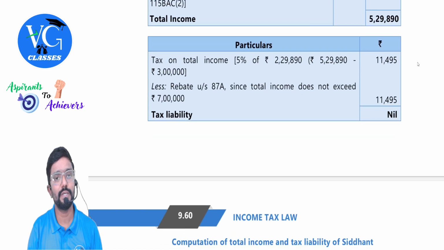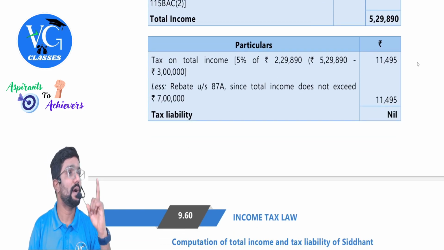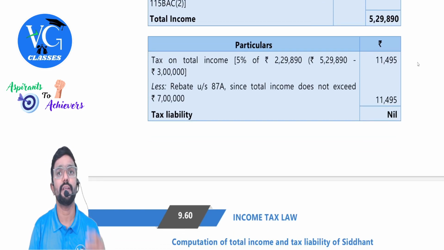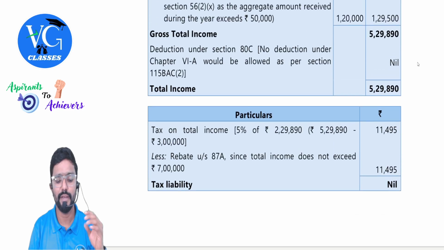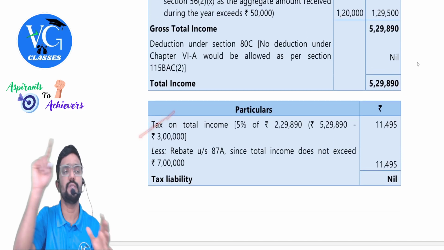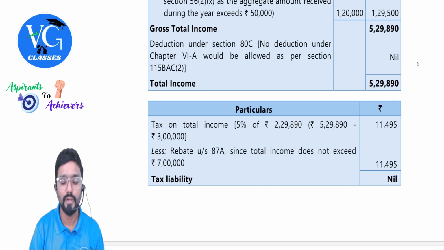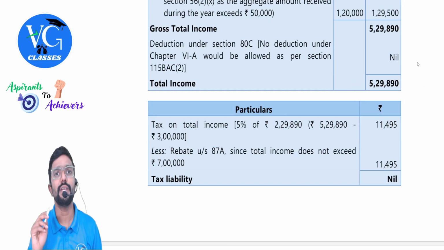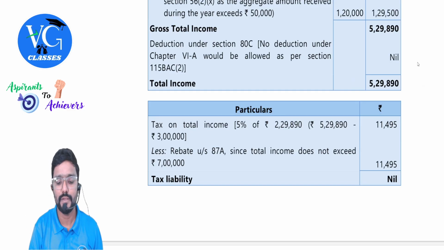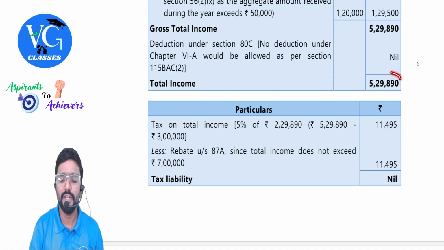Clear. So should we do the tax calculation also? Yes. Under the default scheme, what is the basic exemption limit? 3 lakh. So up to 3 lakh nil. They have not shown that, but up to 3 lakh nil. 3 lakh to 7 lakh how much? 5%. Correct. So how much is that? Sir, only 5,29,890 is there.